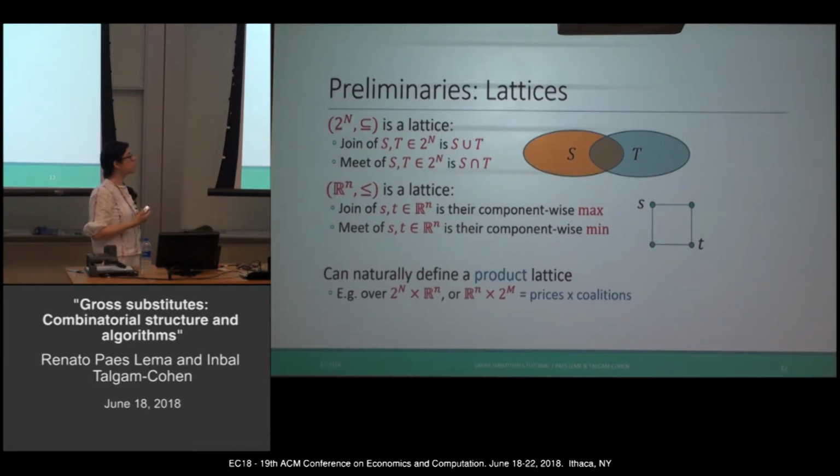And notice that it's really natural to define the product lattice, right? If you have a pair, for example, a product lattice between the n-dimensional vectors and subsets of players, coalitions. So you have this pair, and you have another pair, and you want to join them. So you join the 2 pairs separately, and you can meet the 2 pairs separately. So that's a really natural definition.